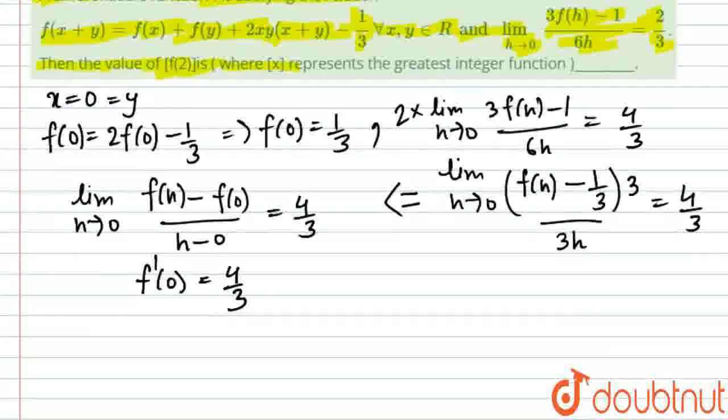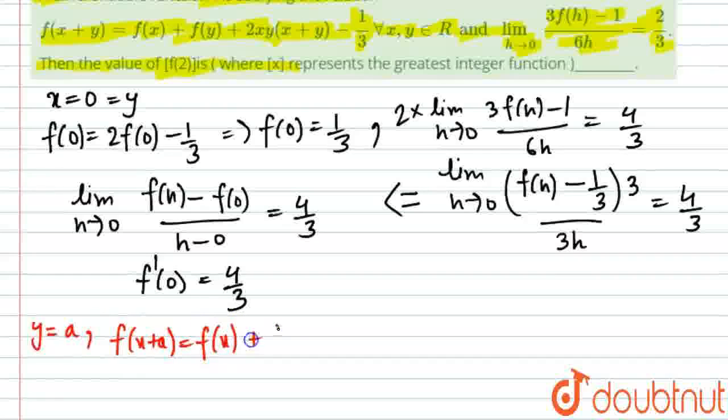Now let's move forward. Now let's put y to be a constant a. Then the equation becomes f(x plus a) is equal to f(x) plus f(a) plus 2xa times (a plus x) minus 1/3.